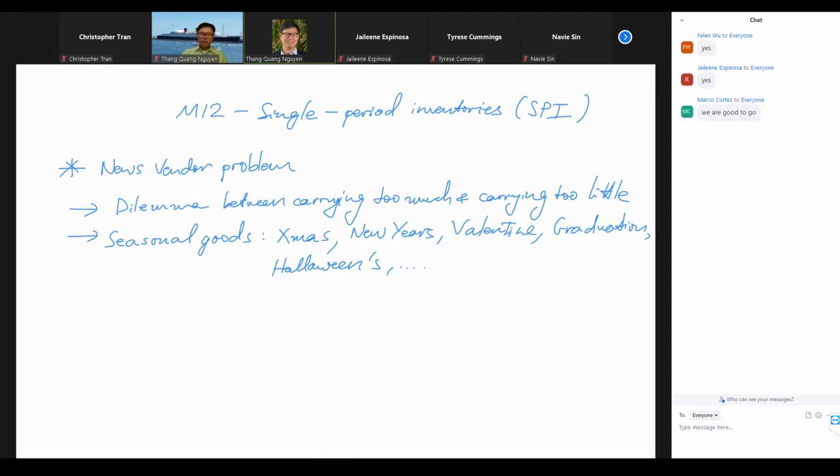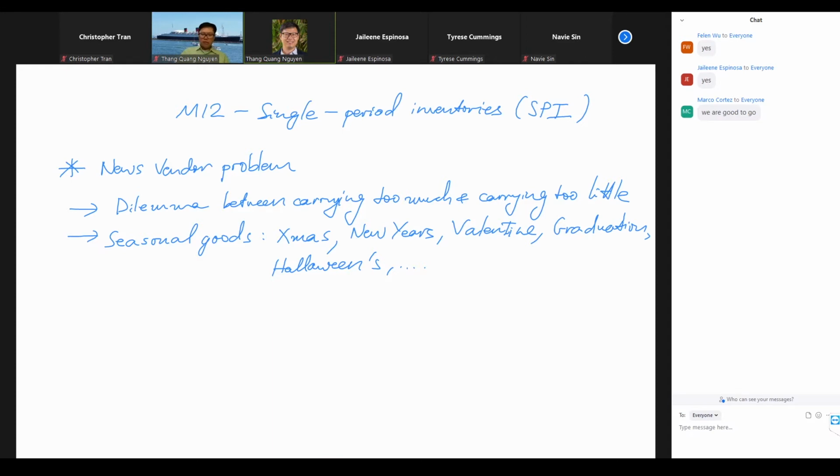So it is the same dilemma that the newsvendors had to face in the past, right? If we carry too much, we will have a lot of leftover. That costs money. And if we carry too little, we're going to forgo the potential revenue and profit. That's not good either, right?